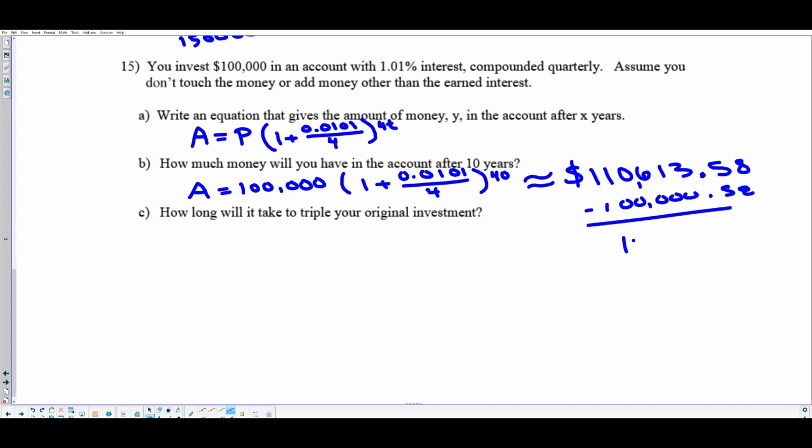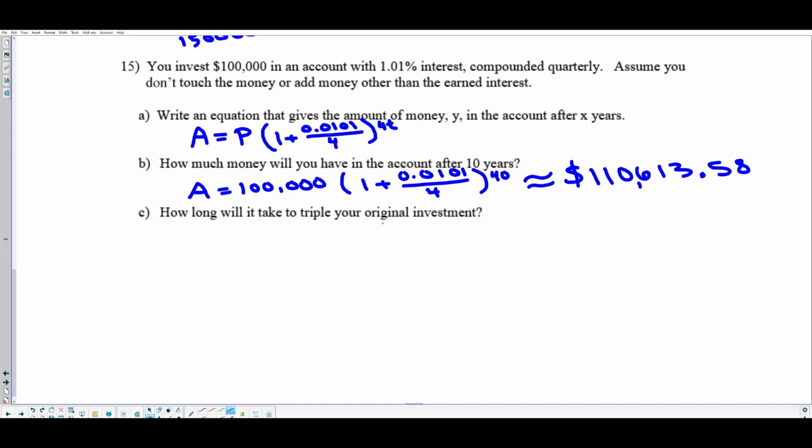You gain $10,613.58. So after 10 years, you actually make 10 grand. Okay, 10.5 grand. Not bad. But that is 100,000, which is a lot. And that's if you don't touch it at all, which is kind of tempting to touch.